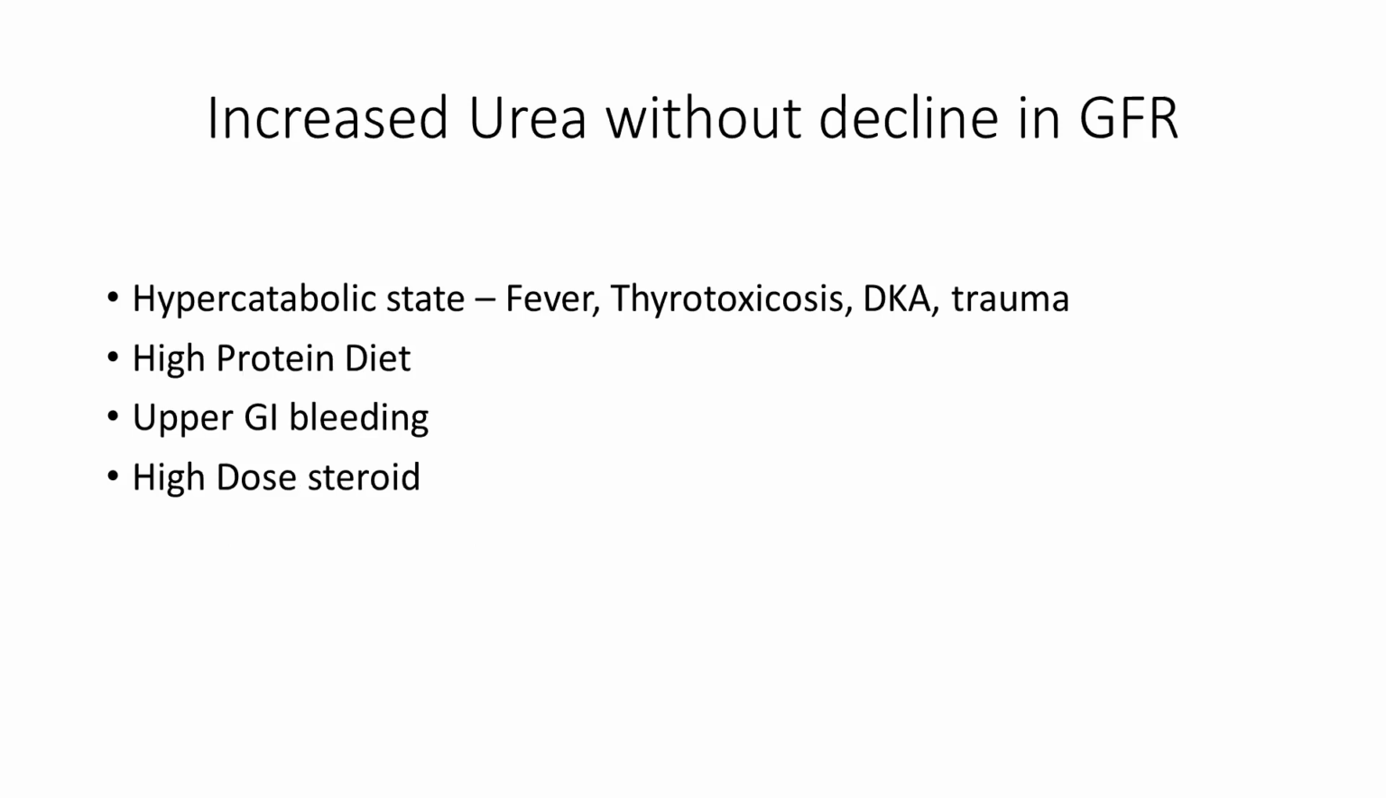Now, there are certain conditions in which the urea is increased, but the GFR is normal. They are hypercatabolic states like fever, thyrotoxicosis, diabetic ketosis, and trauma. If someone is taking a high protein diet, has upper GI bleeding, or is on high dose steroid, in these situations the urea will be raised, but the creatinine will be in the normal range.